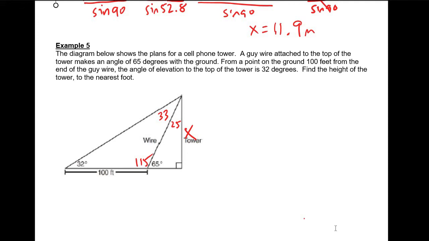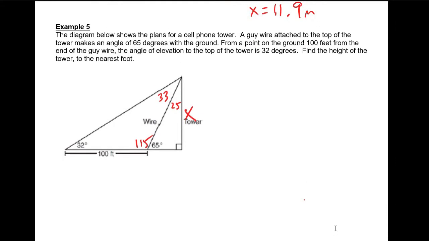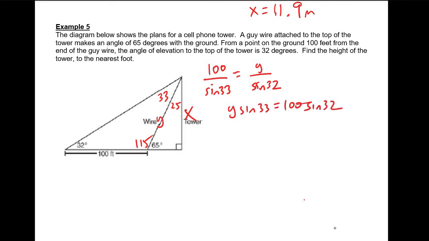So we're going to use our law of sines. I'll start with the bigger triangle, the one with the 100 in it. 100 over the sine of the angle opposite, which is 33. Y is going to be the wire, because that's going to be the shared side, and the Y is across from the 32. So we get Y sine 33 equals 100 sine 32. We'll divide by the sine of 33.